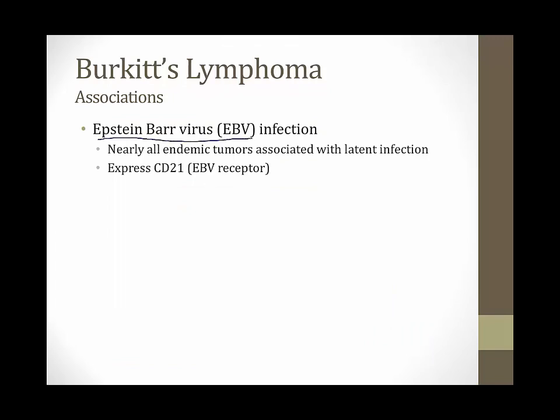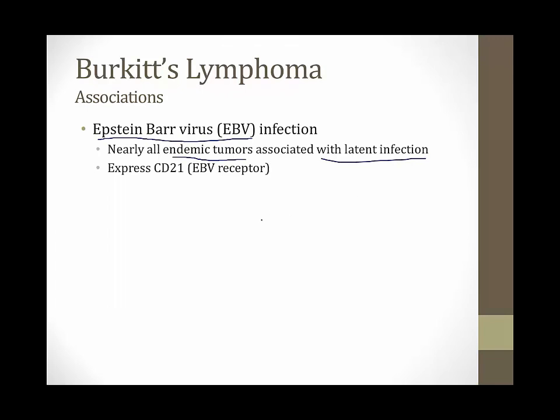The Epstein-Barr virus is a herpes virus that infects B cells, so it should make sense to you that it can lead to a B cell malignancy. And nearly all endemic tumors of Burkitt's lymphoma, those that occur in Africa and New Guinea, are associated with latent infection with the Epstein-Barr virus. The sporadic tumors are much less frequently associated with Epstein-Barr virus.